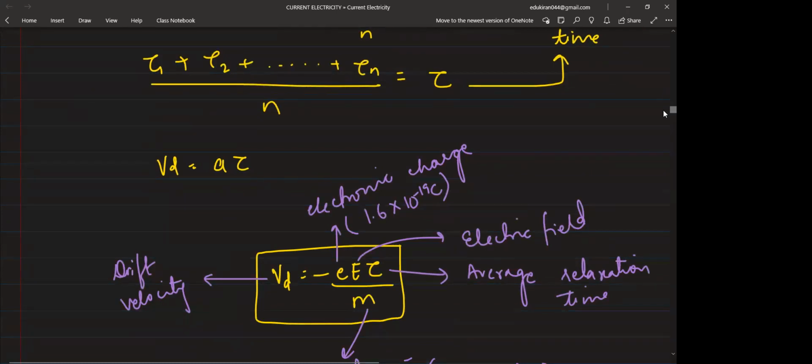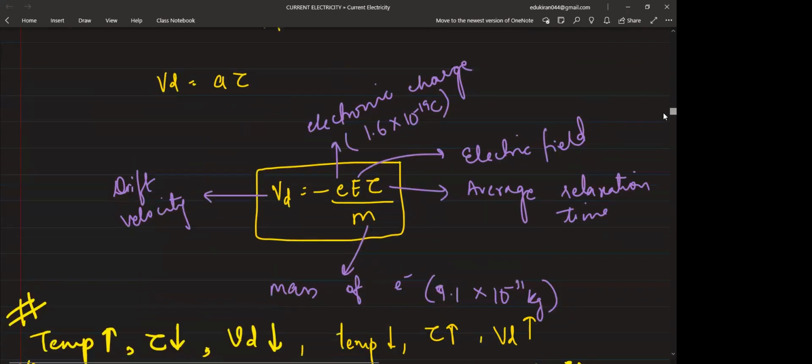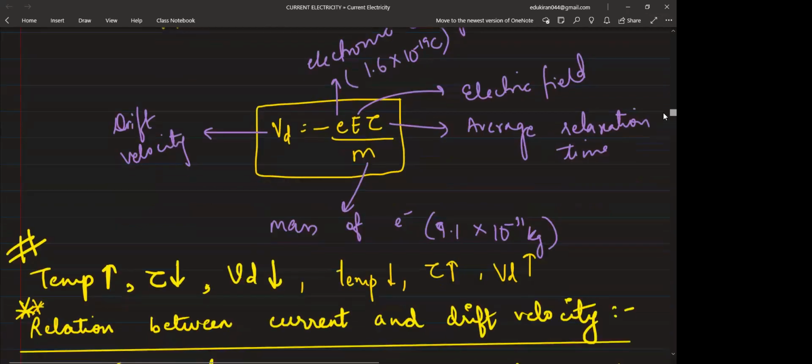And acceleration we have already calculated initially. So what is the drift velocity's formula? E is the electronic charge, capital E is the electric field, tau is the average relaxation time, M is the mass of the electron, and Vd is the drift velocity. So drift velocity is minus E tau by M. This is the whole formula of it.